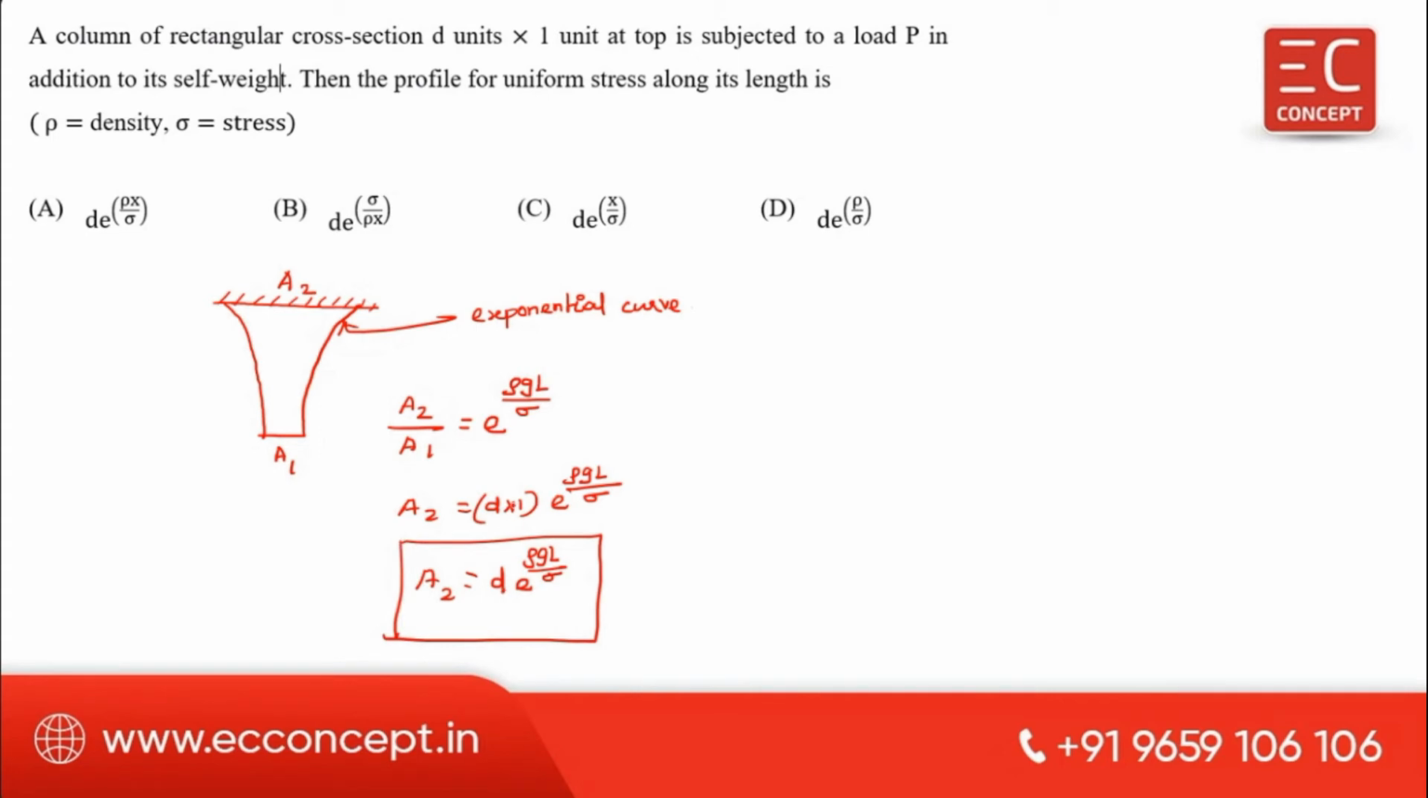Therefore the answer for this question is this one. Here we took weight density, but they gave it in terms of mass density. So we can write A2 equal to D into e power rho, in terms of mass density. Here L, but they gave it in terms of X. So D into e power rho X divided by sigma, and we can write L is equal to X. The answer is here.